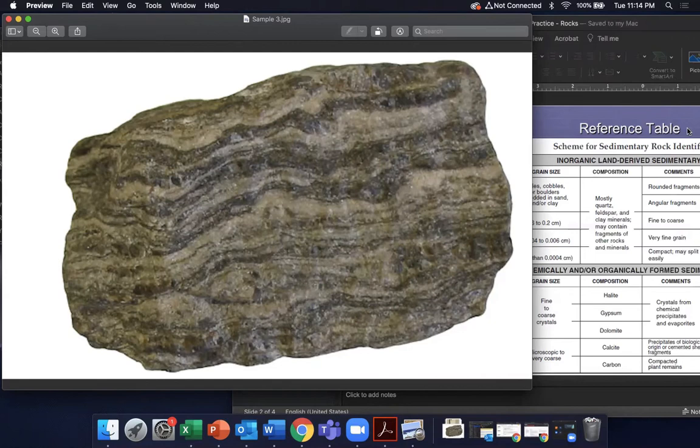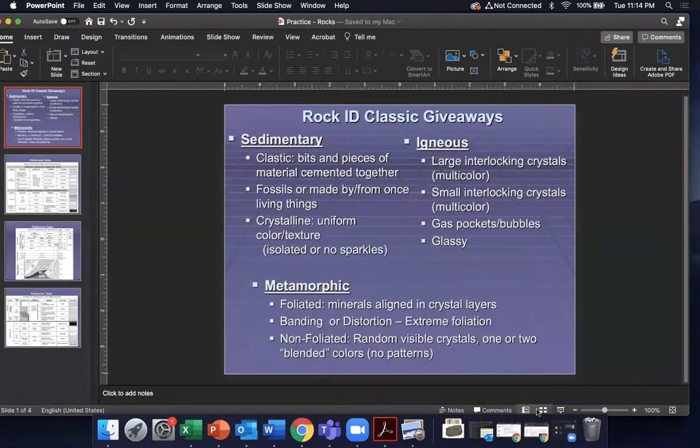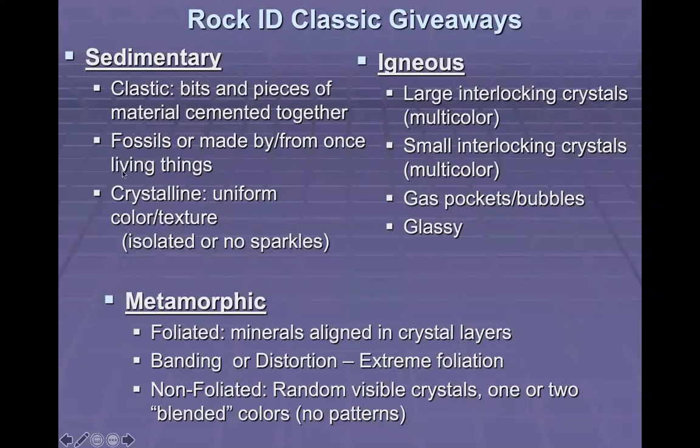So I want you to see that, and then we'll go over the classic giveaways really fast, and we'll blow through this pretty quickly. Clearly, there's a lot of things you don't see here. No bits and pieces of material, no fossils, not uniform color or texture. There are sparkles in this rock, but they're in a pattern, so that is not going to work. Interlocking crystals, multicolor, small or large. The only reason I can't say that is because they're clustered in a pattern. Again, this pattern thing where we're seeing alternating color bands, huge for this. So we can't say they're interlocking, which again, we'll see shortly. Gas pockets, bubbles, no. Glassy, no.